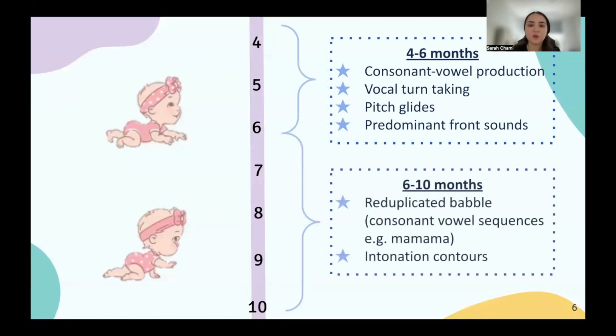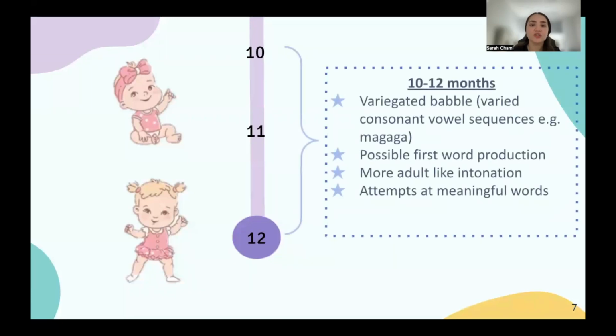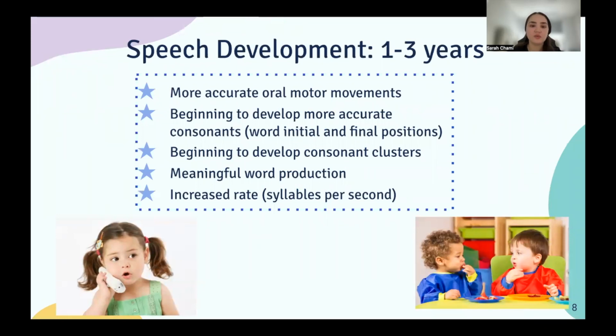From 6 to 10 months, we then begin to engage in reduplicated babble, which are repeated consonant vowel sequences like ma, ma, ma. We also have some intonation contours occurring, which are more distinctive patterns of pitches, tones, and stresses. We then move on to 10 to 12 months, where we produce more variegated babble, which is varied consonant vowel sequences like ma, ga, ga. We might potentially have the first words being produced in this time as well, and there are more attempts at meaningful words.